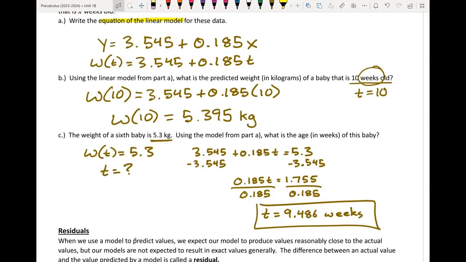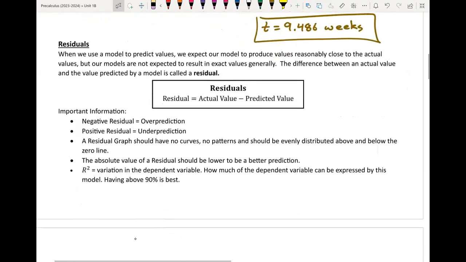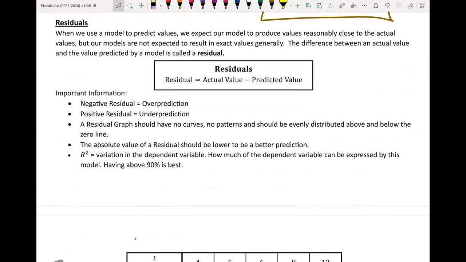Okay, let's go ahead and look at our next thing. We are going to be talking about what are called residuals. Now, a residual is the difference between an actual value and a predicted value. So when we use a model to predict values, we expect our model to be reasonably close to the actual values, but our models are not expected to result in exact values generally. The difference between the actual value and the predicted value is called a residual.